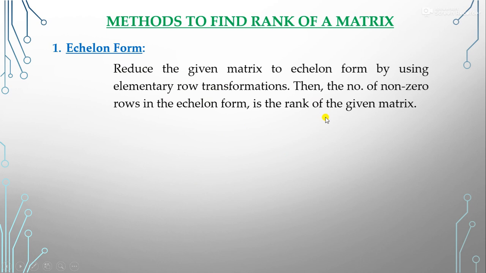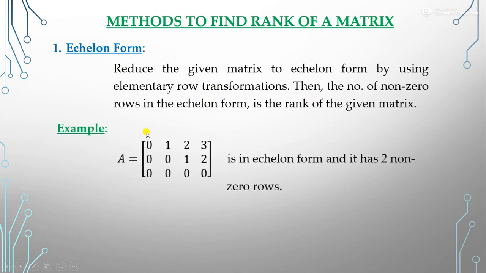Suppose, for example, this type of matrix is in echelon form, meaning the elements below the diagonal elements should be 0. So this matrix is in the echelon form. And you see how to check the rank. Now you see how many non-zero rows you have. That number is your rank. Here you see that you have two non-zero rows, 1 and 2, so the rank of this matrix is 2.